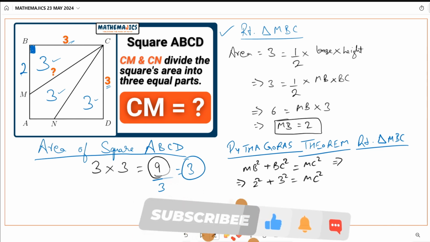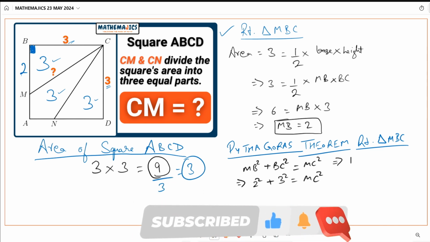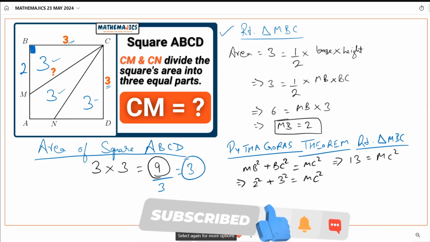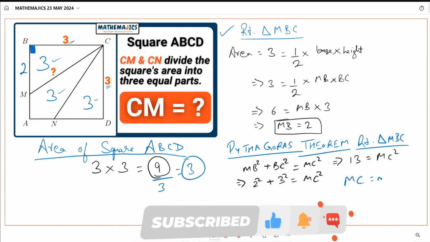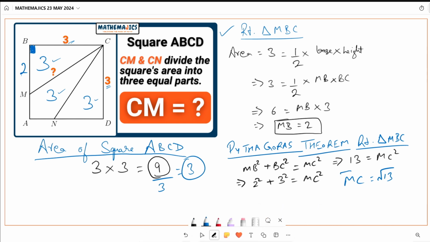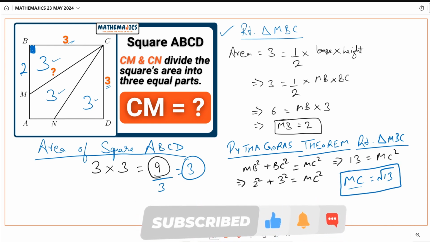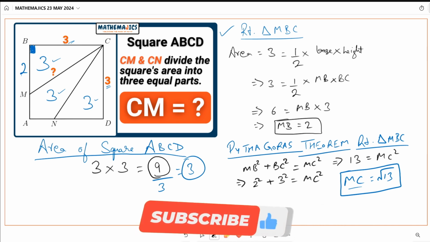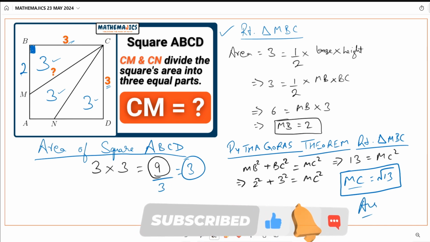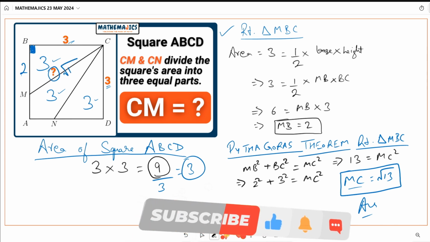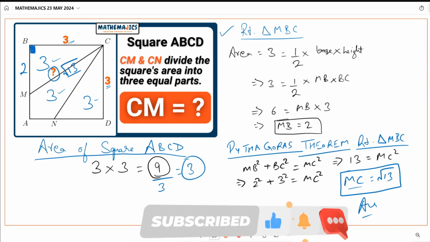This is 4 plus 9, which gives us 13 equals MC square. That means MC will turn out to be root 13. You can call it MC or CM, it doesn't matter much. So this is our final answer. The length of CM, this question mark, is root 13.